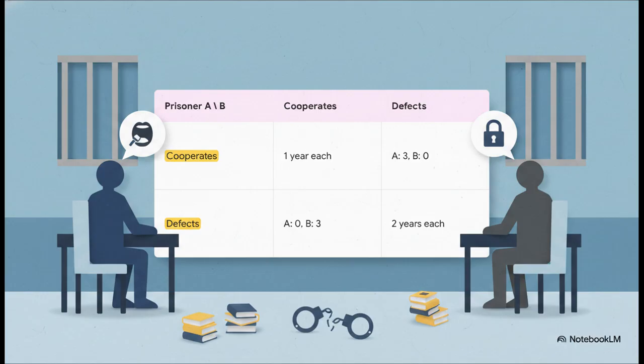Picture this. You and an accomplice get busted and put in separate interrogation rooms. You can't communicate at all. The police offer you both a deal. If you both just stay silent, meaning you cooperate with each other, you each get just 1 year in prison. That is your absolute best collective outcome.